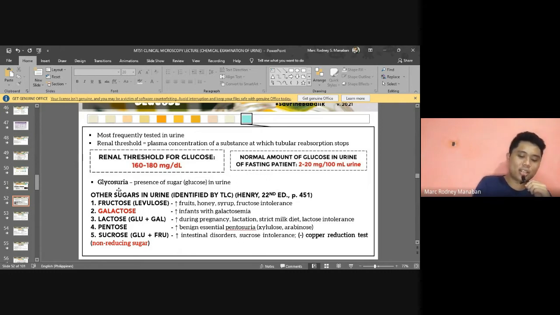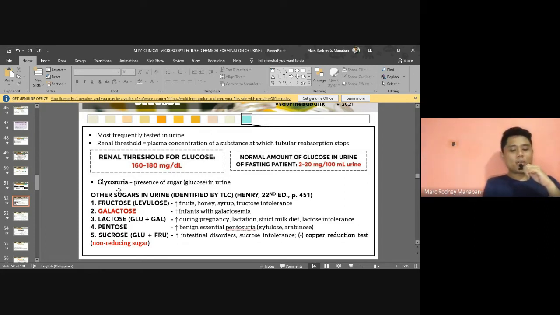And sucrose is increased, which is composed of glucose and fructose, increased in intestinal disorders or sucrose intolerance. Now, glucose and the others are all reducing sugars. Take note, sucrose, which is your table sugar, which is used in coffee, Milo, and the rest, is a non-reducing sugar. Take note of that, it cannot reduce, it's not a reducing substance.